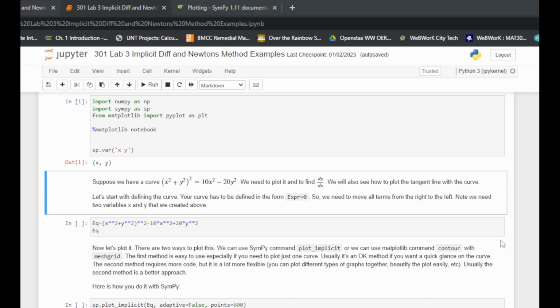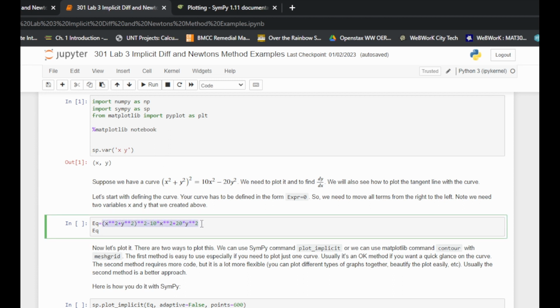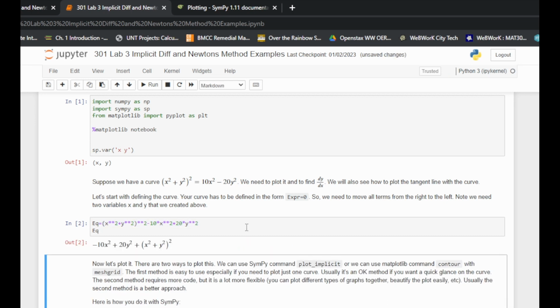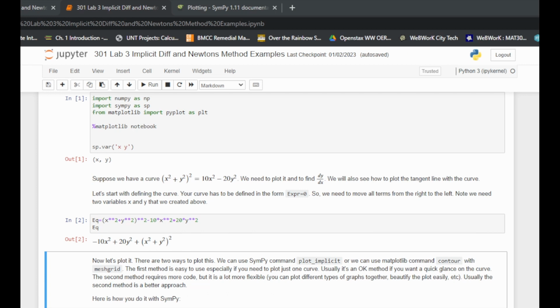The first thing we need to do, we need to define our curve. To simplify our life, we should always try to rewrite it in the form expression equals to 0. Therefore, if we have a curve written in this form, we need to move one of the sides to the other side. So as you can see, I will define my curve in such a way, and this is what it will look like. Next, we will look at plotting.